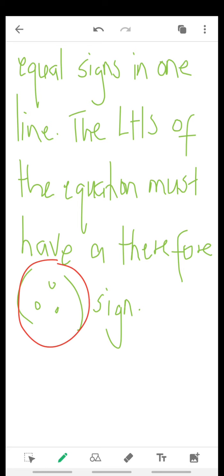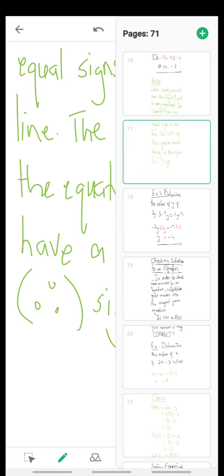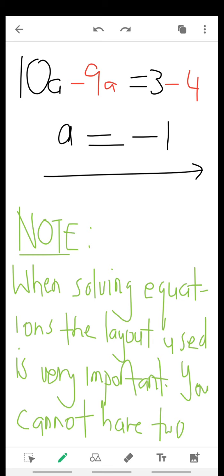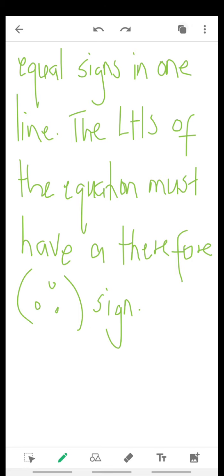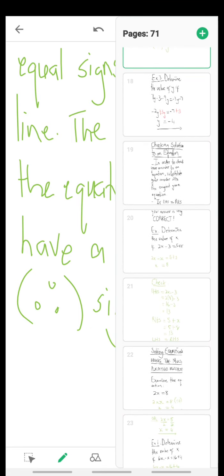So this is the symbol that we use whenever we conclude, when we give our answer to the marker. Let's come back here. We would say 10a minus 9a is a, and 3 minus 4 is minus 1. So you say, therefore, a is equal to minus 1. We usually write it at the end where we give the final answer. We call that the therefore sign. Having said that, let's check example 3.